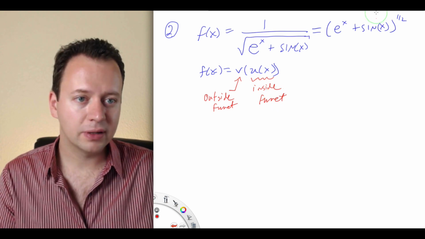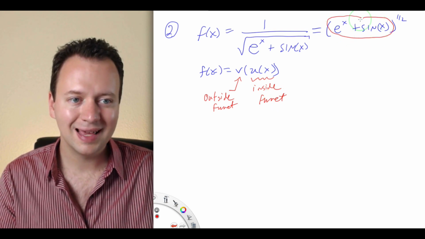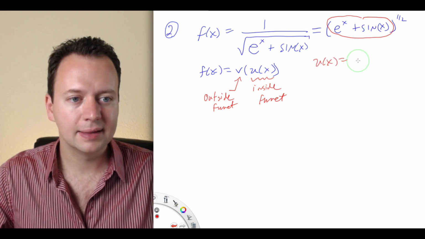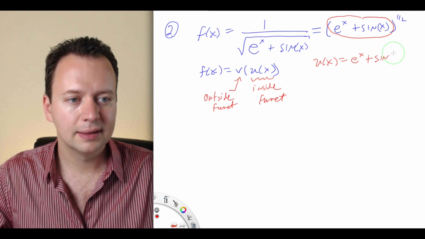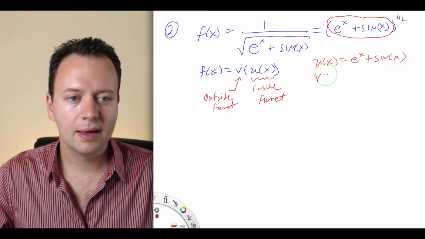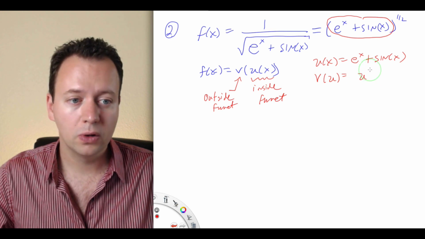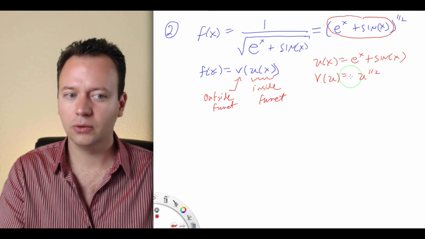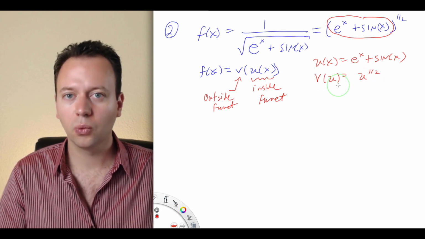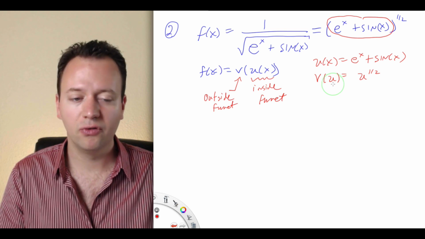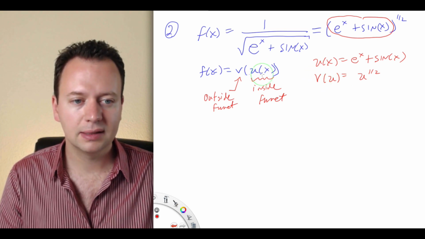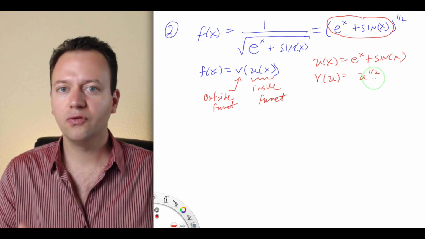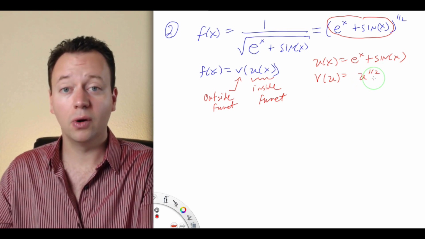Now the inside function is going to be this function right here, because it's this and then raised to the 1/2. So we identify u of x as e to the x plus sine of x. And then v of u is going to be u to the 1/2. So you see what happens, or you can even say v of x is equal to x to the 1/2, because the function is the rule. The function really doesn't care what the name of the variable is. But to be consistent with over here, let's say v of u is the function u to the 1/2. So the function v just says I'm going to take the square root of whatever is coming in.